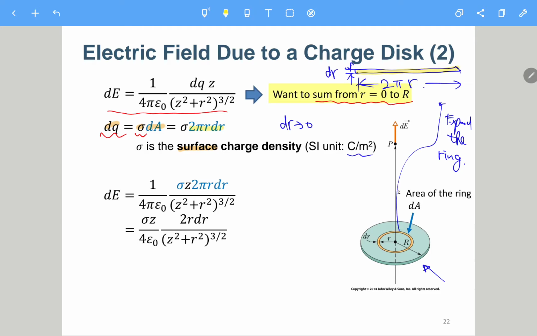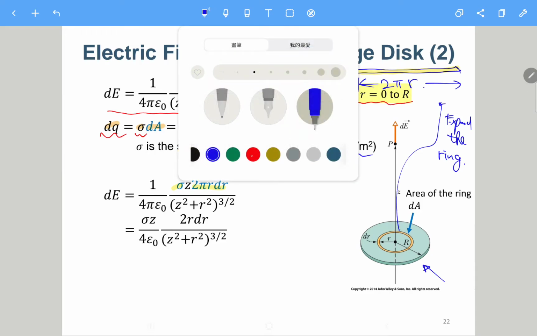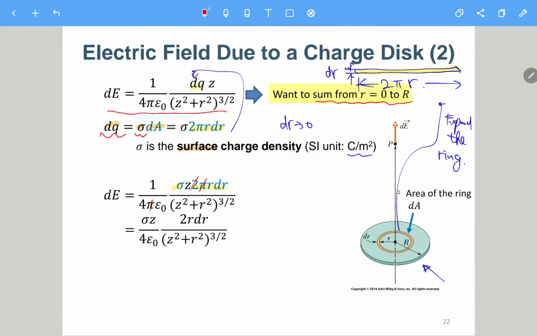So now we can make the substitution. We put this into here, so we have sigma 2 pi r dr. And we can arrange some terms. Pi and pi can be cancelled, and 2 and 2. So we have 4 epsilon naught, then sigma z here, and then 2r dr like this. So we need to do this integral from 0 to capital R.